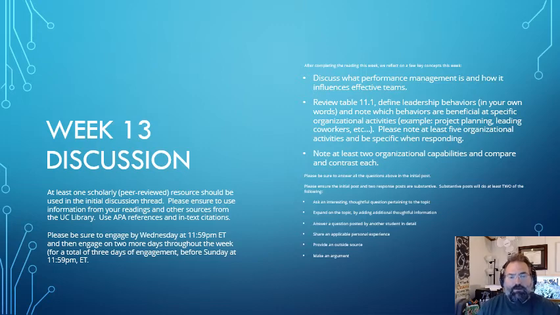Week 13's discussion centers on what performance management is and how it influences effective teams. You should review table 11.1, define leadership behaviors in your own words, and note which behaviors are beneficial at specific organizational activities, for example, project planning, leading coworkers, etc. Please note at least 5 organizational activities and specifics when responding. Note at least 2 organizational capabilities and compare and contrast each.